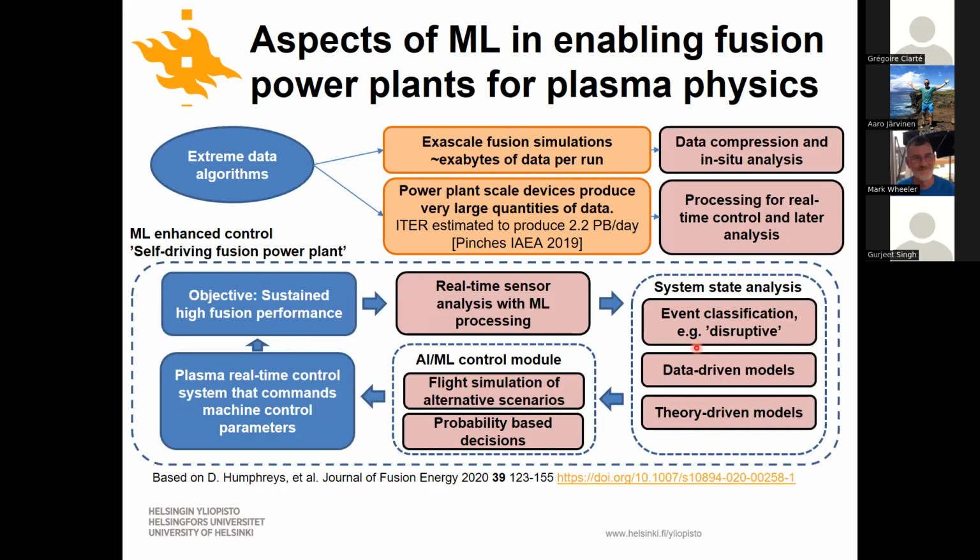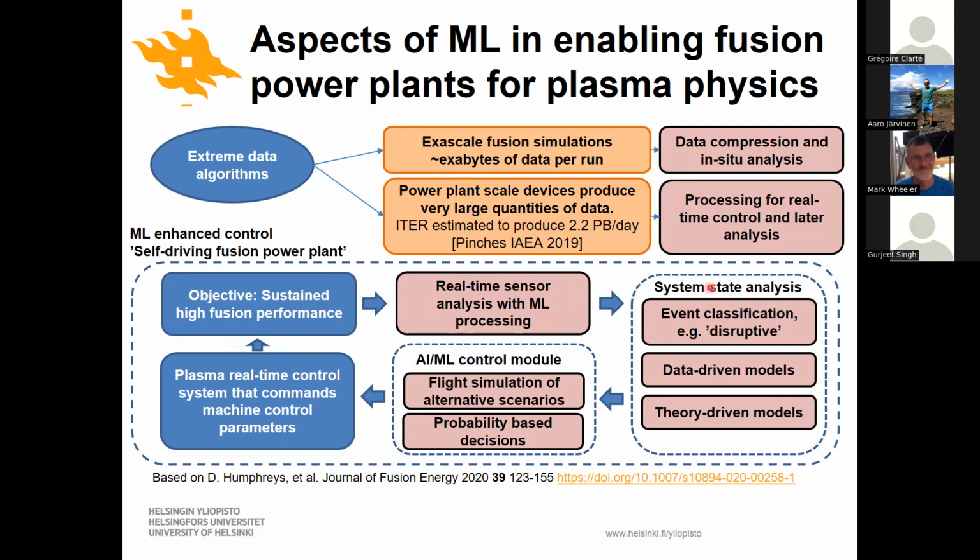And here is a summary. I won't go into detail, but this is a summary of how machine learning tools may be used for enabling fusion power. So the idea is that you have machine-learning-enhanced control. You want to sustain the high fusion performance. You measure during the operation with real-time sensors what is going on.